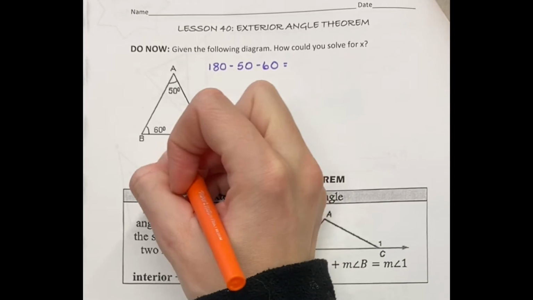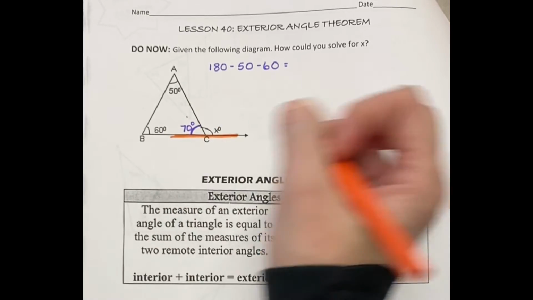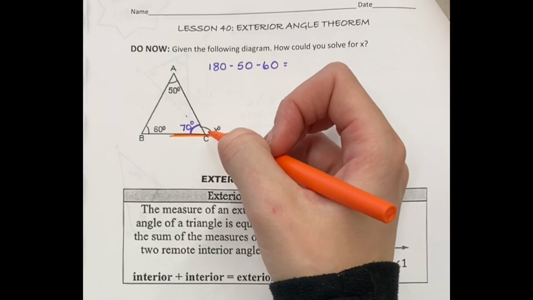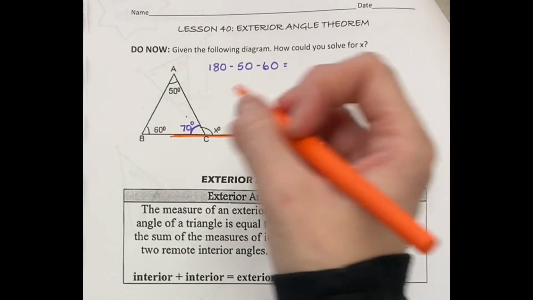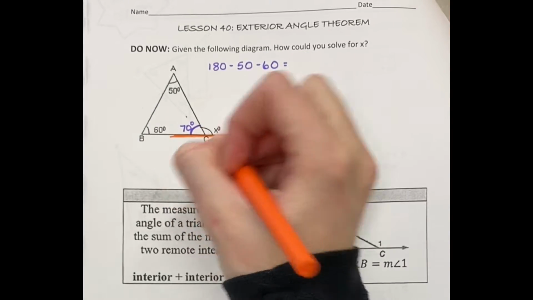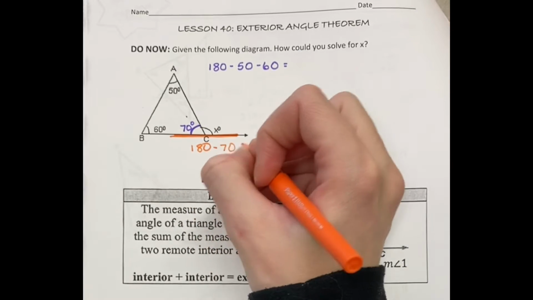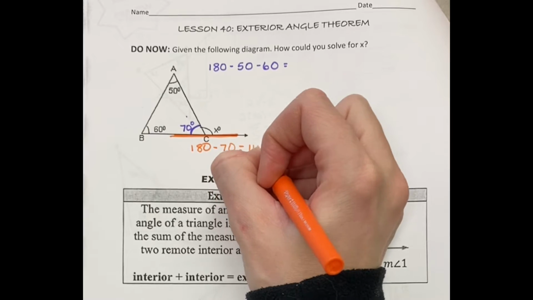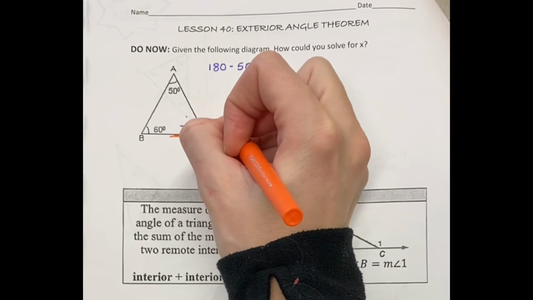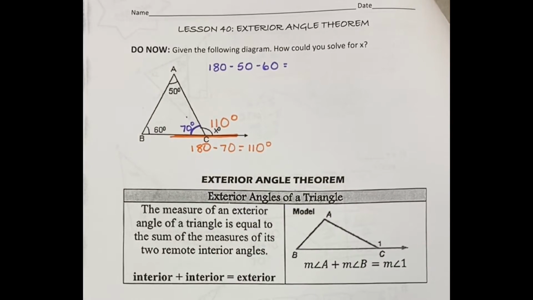that they form a straight line, how could I figure out that missing angle? Well, I know straight lines are equal to 180 degrees. So if I do 180 minus 70 here, I get 110 degrees. So that missing angle is 110 degrees.